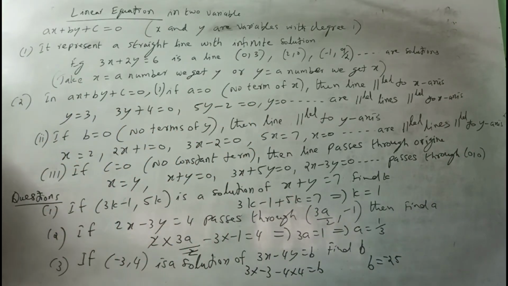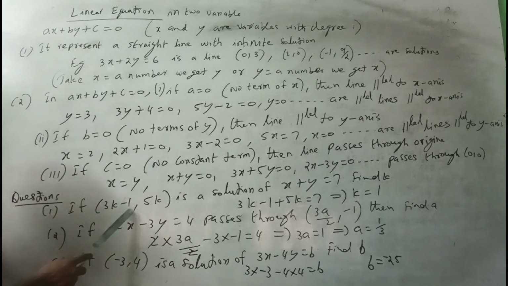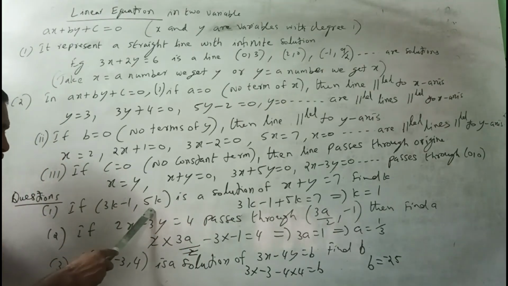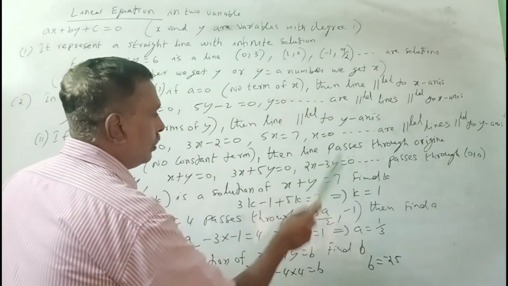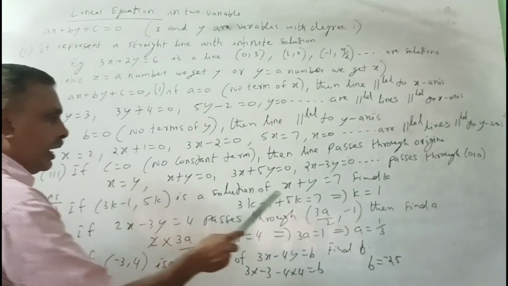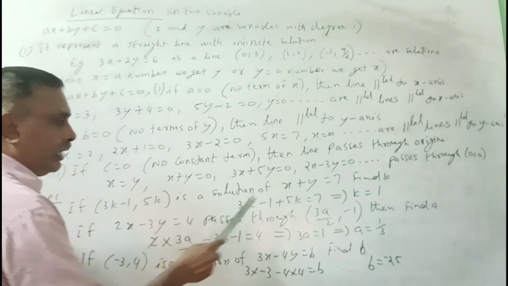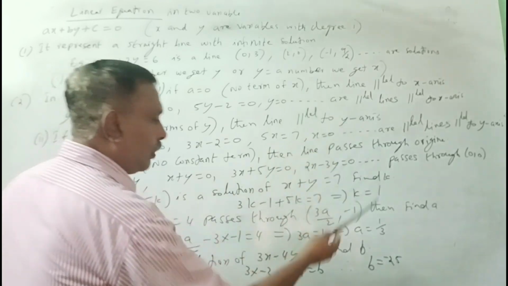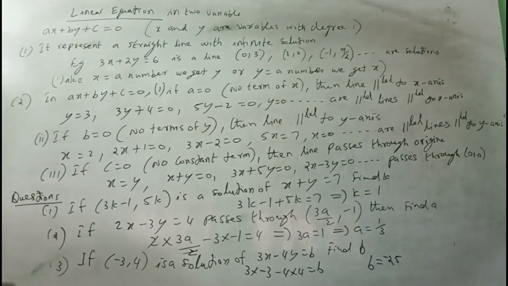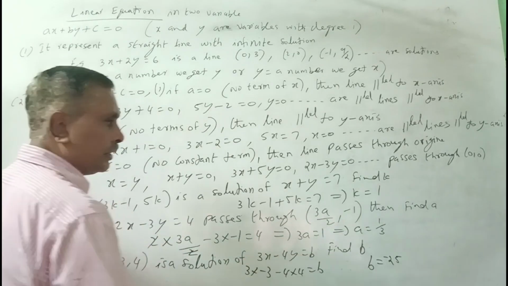Now, there are a few questions written. I took one of the points, 3k minus 1 comma 5k. It's a coordinate point. Is a solution means if you are putting x is equal to this and y is equal to this, LHS is equal to RHS. Now I put x is equal to 3k minus 1 plus y is equal to 5k. So 3k plus 5k, 8k minus 1, bring to the right hand side, you will get k is equal to 1.